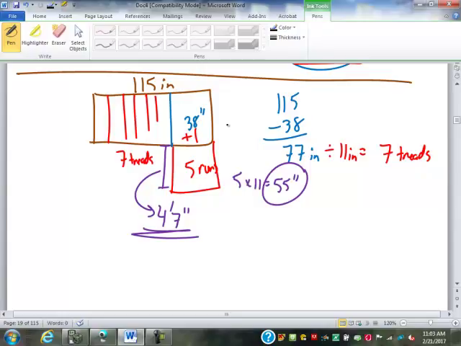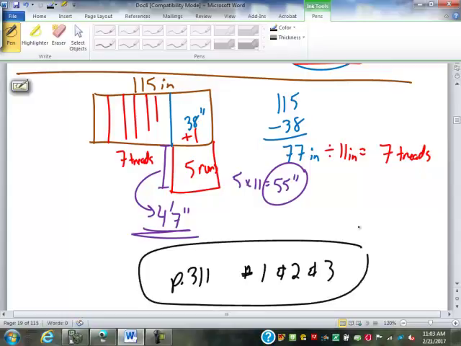So, in the packet I just gave to you, on page 311, numbers 1, 2, and 3. I want you to do those 3. And if you wanted to do some of them on the next page, you could, but those are the 3 I want you to be able to do.